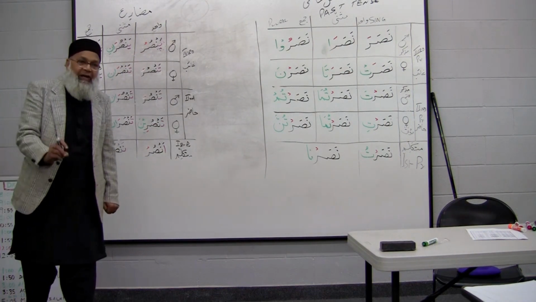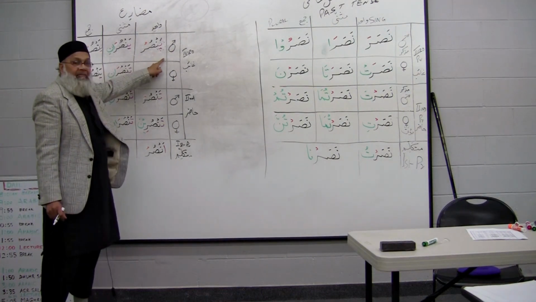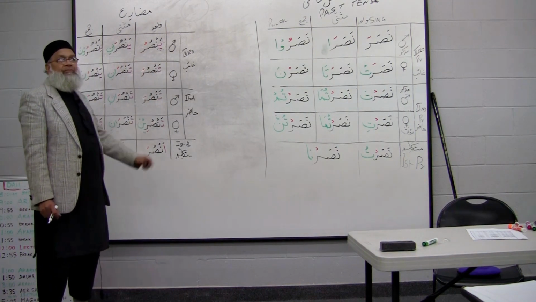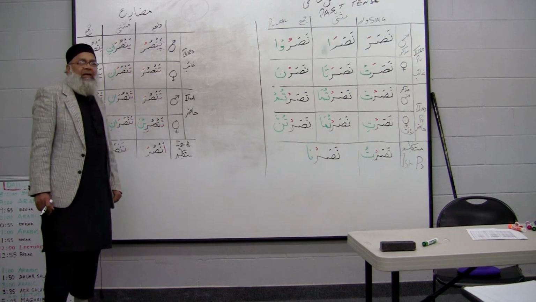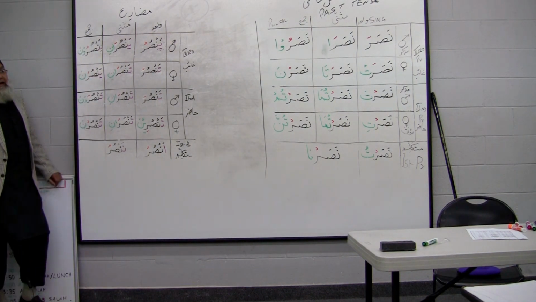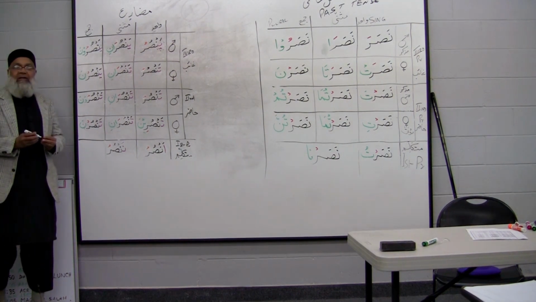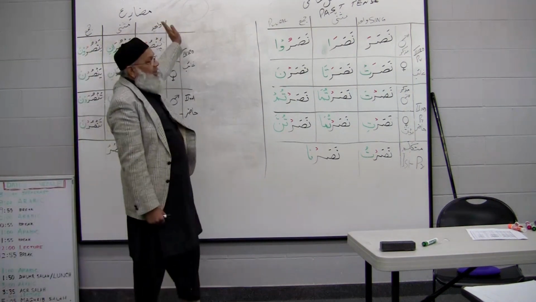Every fail madare must have this sign in the beginning: ya, ta, hamza or noon. Ya, ta, hamza or noon in the beginning of fail madare is known as alamatul madare, the sign of fail madare. There can be no fail madare without this sign. This is fail madi, this is fail madare.